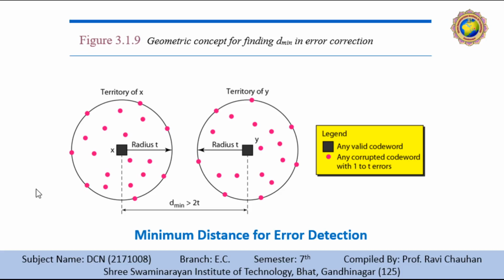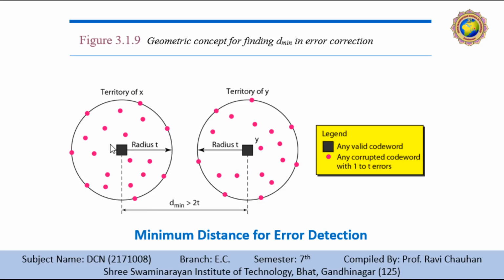Now, the minimum distance for error correction. Error correction is more complex than error detection. A decision is involved, that's why it is more difficult. When a received code word is not a valid code word, the receiver needs to decide which valid code word was actually sent. The decision is based on the concept of territory, an exclusive area surrounding a code word. Each valid code word has its own territory.